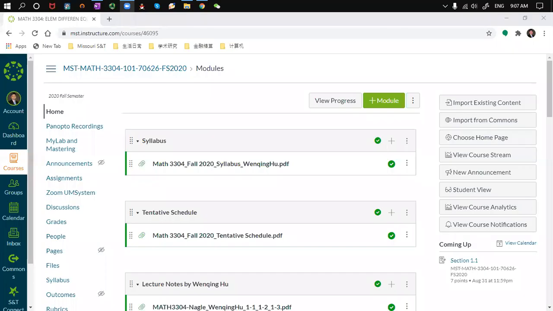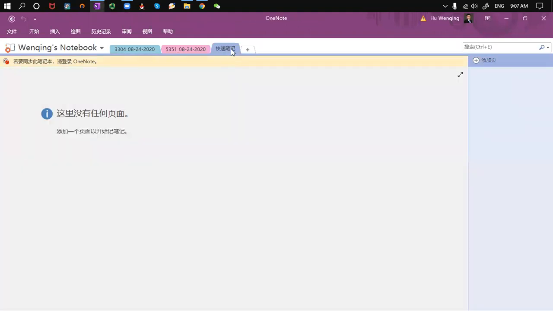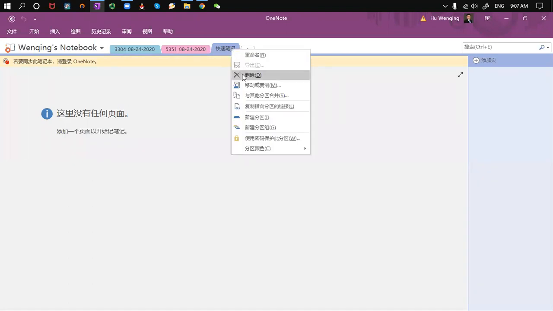Can everybody see my screen? You can see my screen, right? Okay, so today is the 26th.